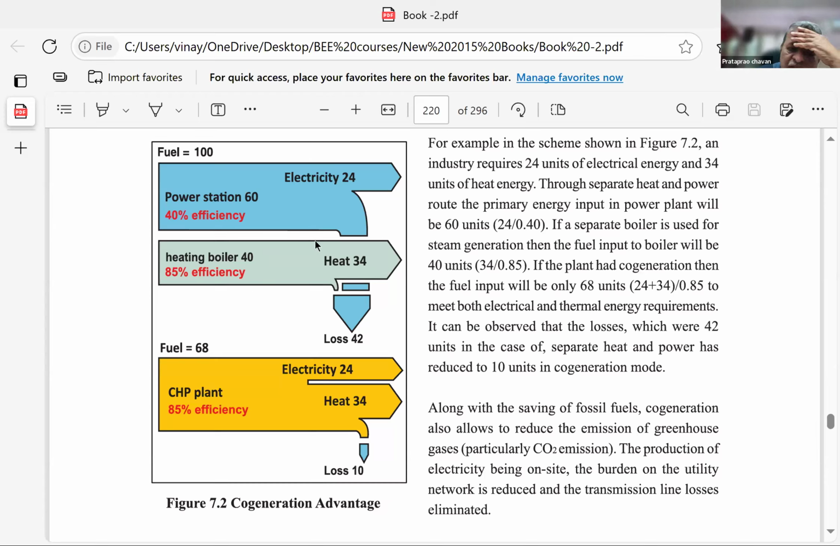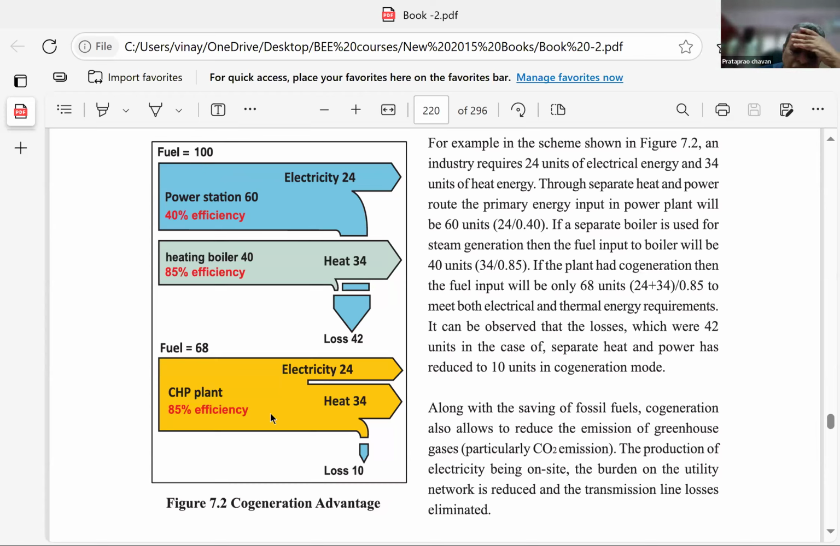So a factory needing these two parameters, they want electricity 24, heat 34. So they have got two separate streams. This is one for electricity, this is one for heat. As an energy auditor, what I will suggest to them: here you are spending 100 units of fuel, or 100 units of heat is supplied by the fuel. Out of these 100 units of heat, you are converting 24 to electricity, 34 to heat, because their efficiencies are low. So for this requirement, you have to use 100 heat units.